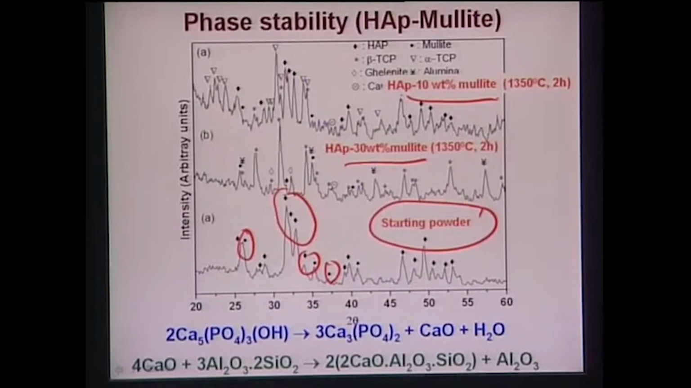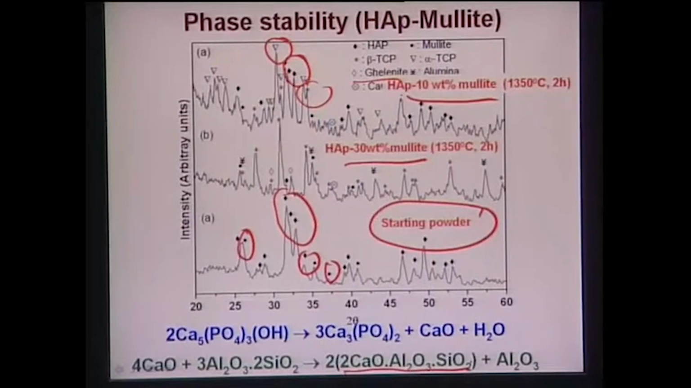at 1350 for 2 hours, what you see here, multiple peaks, like you have this alpha TCP peak, you have the hydroxyapatite peak, you have this star one, that is the beta TCP peak, you have the gehlenite peak, etc., etc. Now, what is this gehlenite? Gehlenite is C2AS. C2AS means 2 calcium oxide, alumina and silica, that is a ternary compound.